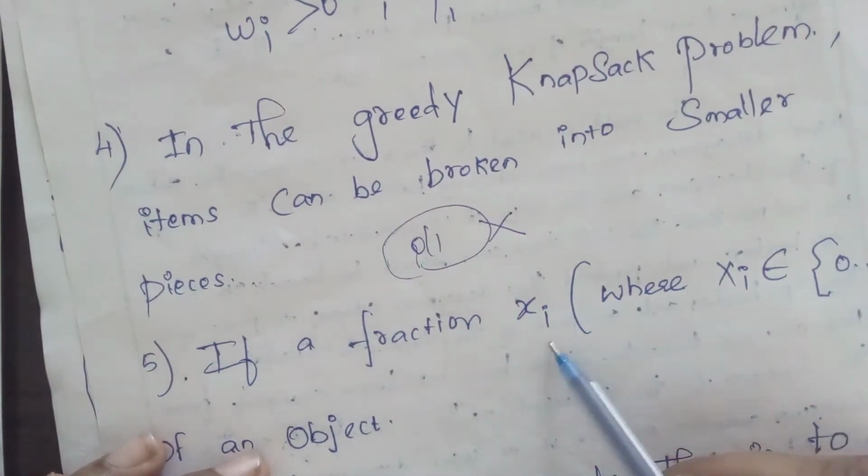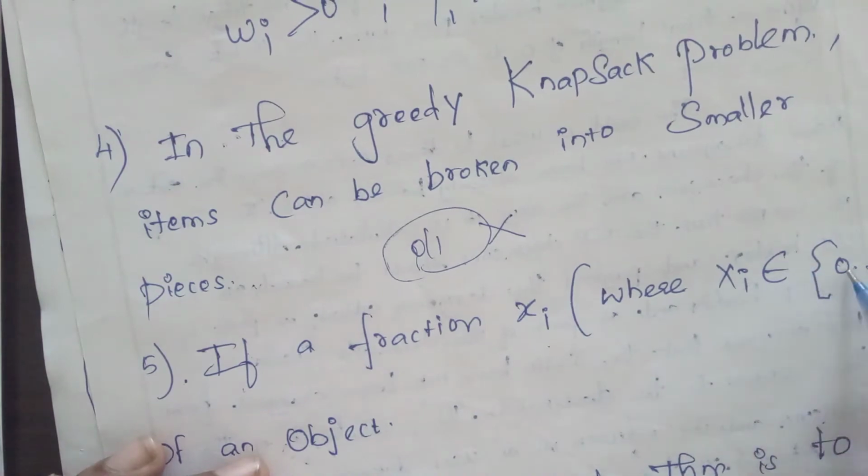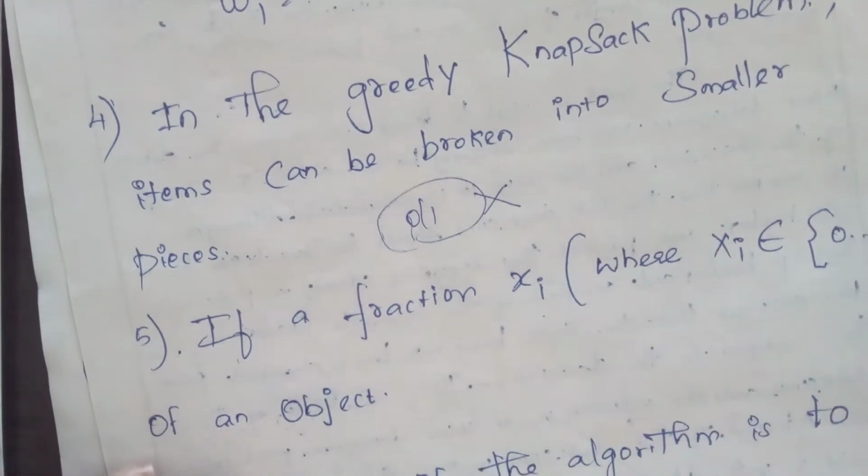Then a fraction of xi, where xi lies between 0 and 1, of an object can be taken, that means up to that value.